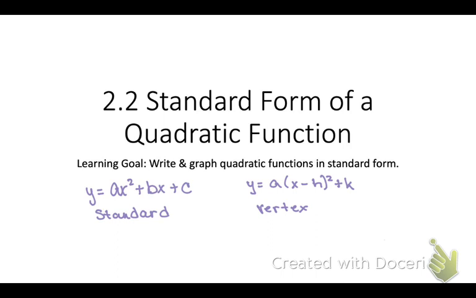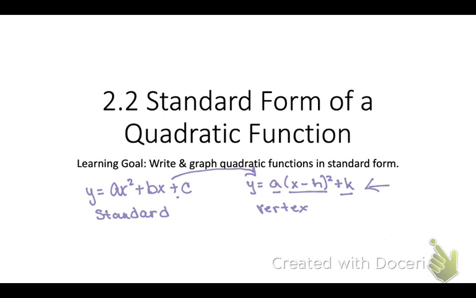Okay, so how did I get from vertex to standard? If I had vertex form, how do I get to standard? I squared my quantity, multiplied by a, and then combined like terms, and I had this, yes? Yes.